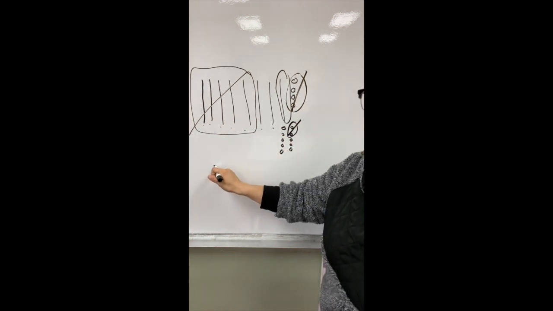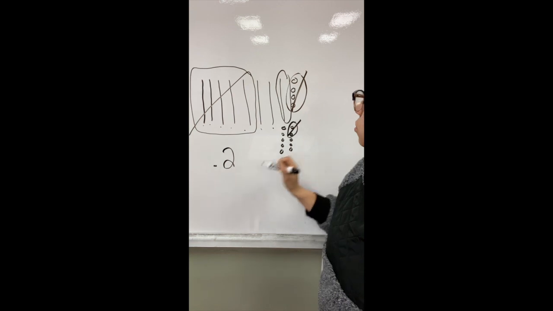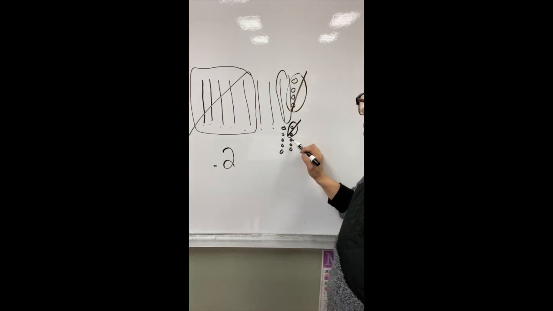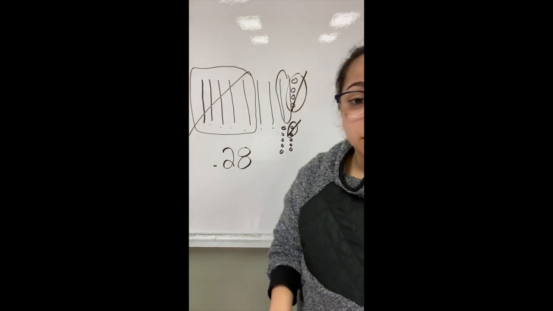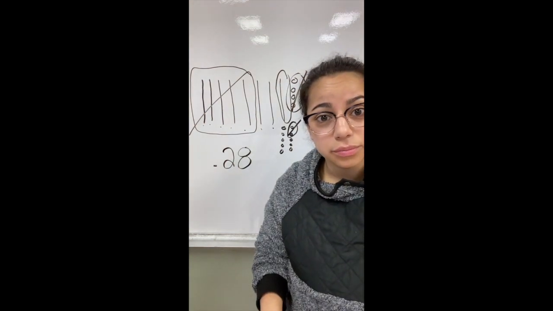So 0.2. And then 1, 2, 3, 4, 5, 6, 7, 8. So there you go. Okay.